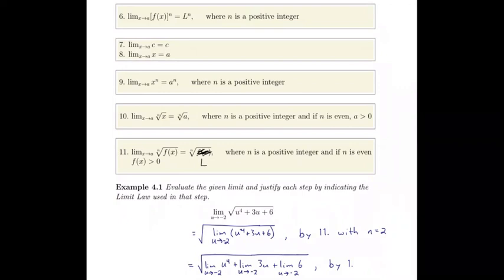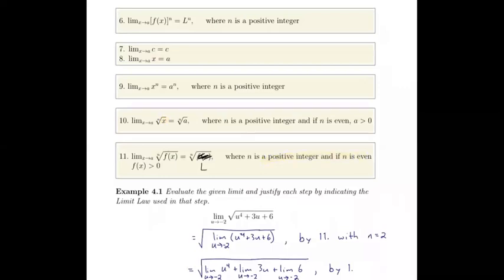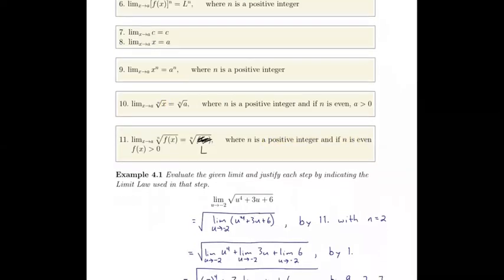So let's see. The limit as x approaches a of the nth root of f of x is equal to the nth root of L. Again, where n is a positive integer, and if n is even, then f of x has to be greater than 0 near a.